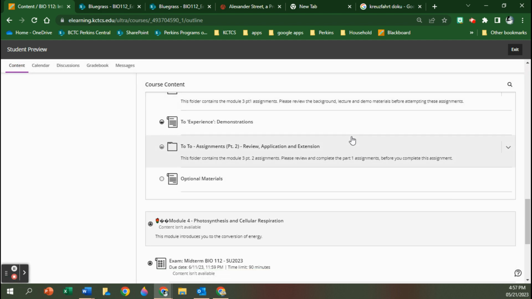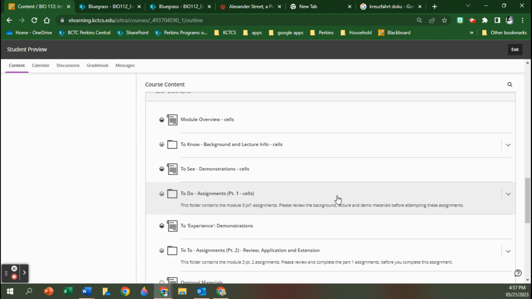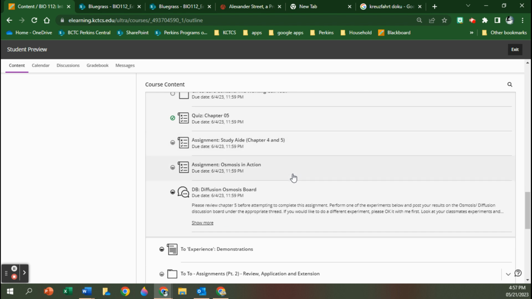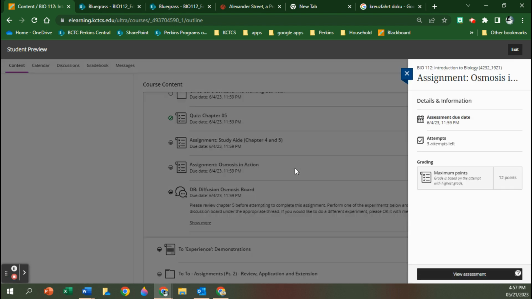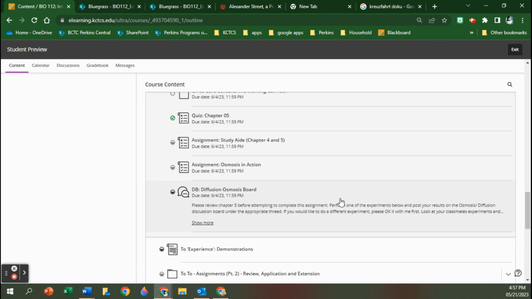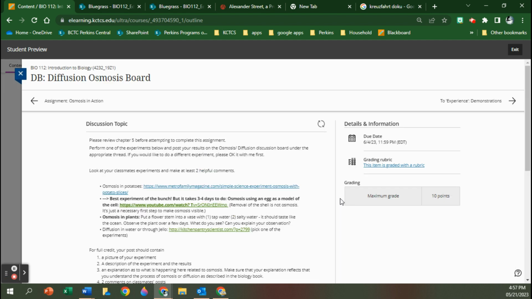And then what else we got here? Hang on, let me go find this here. So that's your study aid part. Then we've got osmosis in action, which is that assignment that I just showed you. That goes along with the story. And then last but not least, for part 1 is the diffusion osmosis board, where you're doing an experiment.